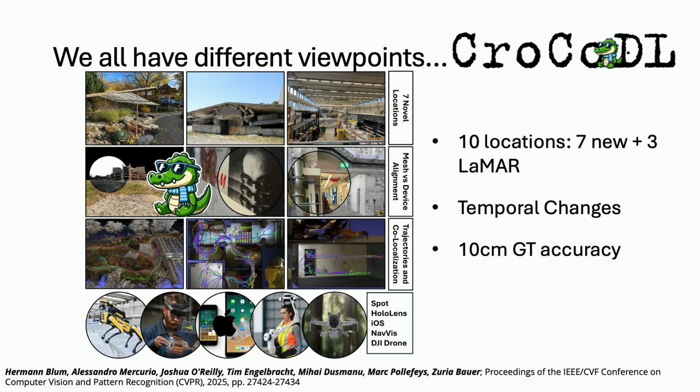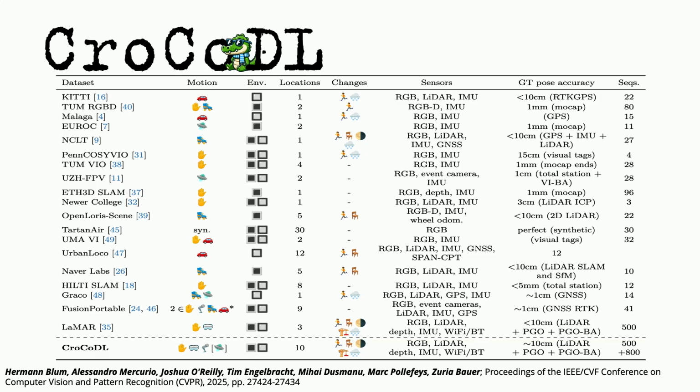Crocodile is a data set that we created 2 years ago, which is like 10 locations, 7 new ones plus 3 from the Lamar data set. It has temporal changes and 10 centimeters ground truth accuracy. And this uplifts the entire thing to actually real world environment. So just to give you an overview, these are the most used visual localization data sets.